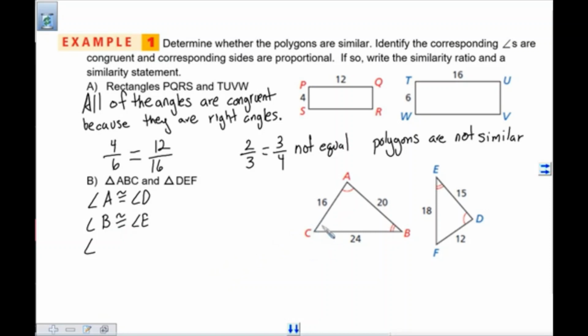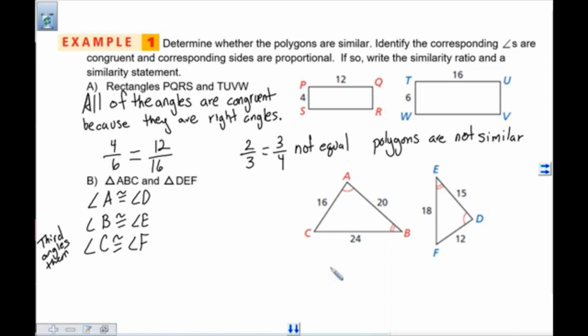And then we have angle C and angle F. They have no arc marks. But we already have 2 sets of angles in our 2 triangles congruent. So we know, because of the third angle theorem, that the last set of angles are congruent. That means that angle C is congruent to angle F. Now notice that I labeled my congruent angles in order. I kept one triangle on one side and the other triangle on another side. This will help me with my similarity statement later if these triangles are proportional.